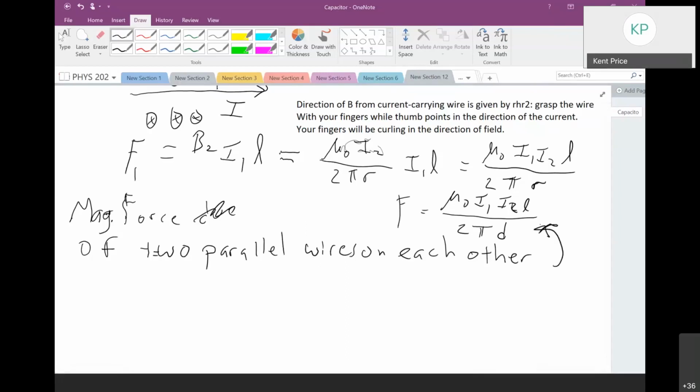I plugged this in to find the force on wire 1 due to wire 2, but remember Newton's third law? So it's the force of wire 2 on wire 1 too. So far I've only been talking about straight wires, about kind of one strand of wire.